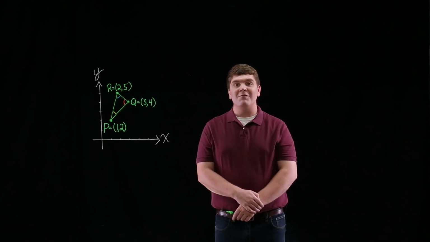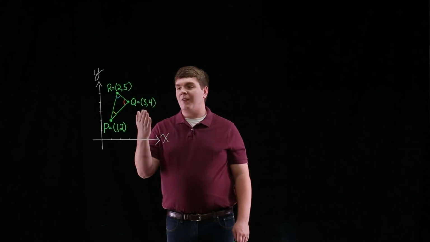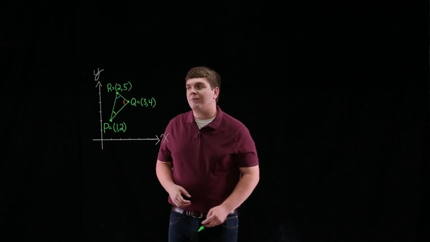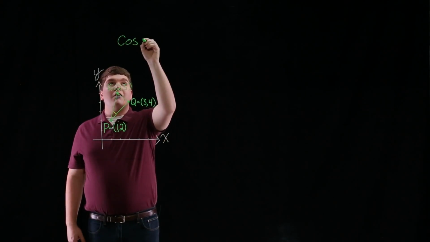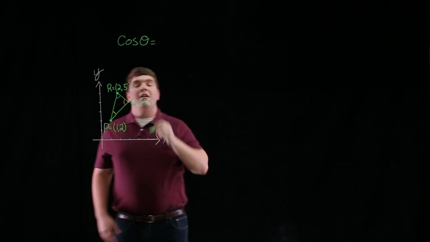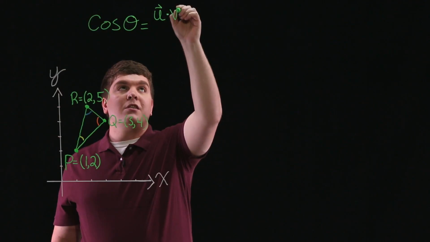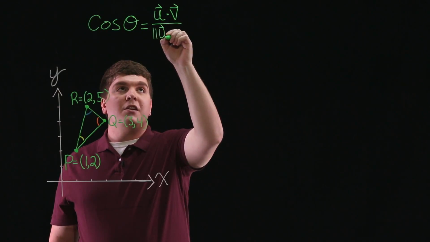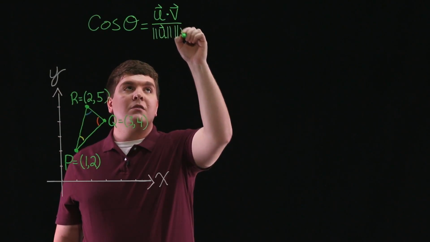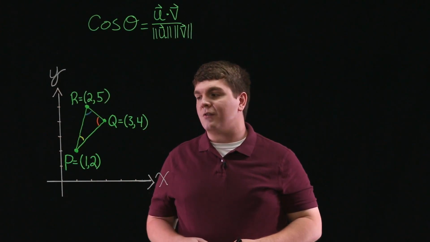Hello, my name's Gabe. For this problem, we're asked to use vectors to find the interior angles of the triangle with vertices (1, 2), (3, 4), and (2, 5). Let's begin by noting that the cosine of any angle theta is equal to the dot product of the vectors u and v divided by the magnitude of the vector u times the magnitude of the vector v. We're going to use this formula to find the angles of our triangle.